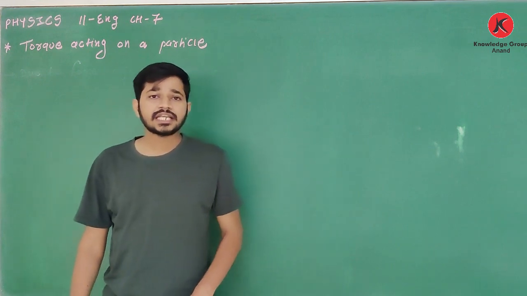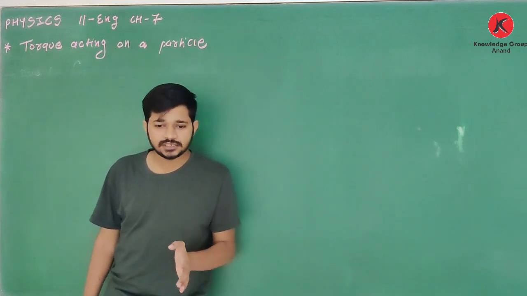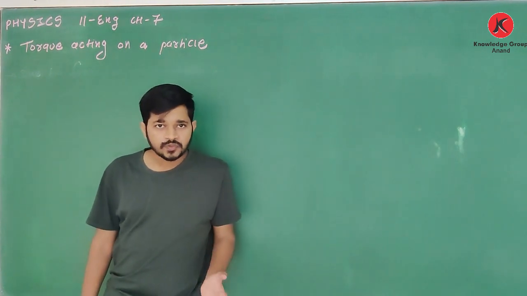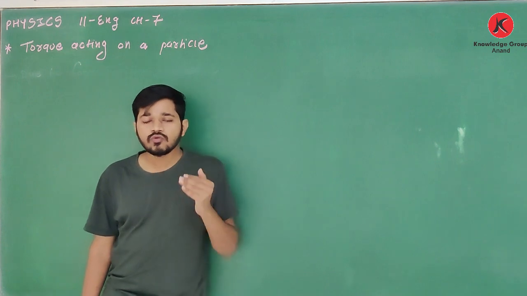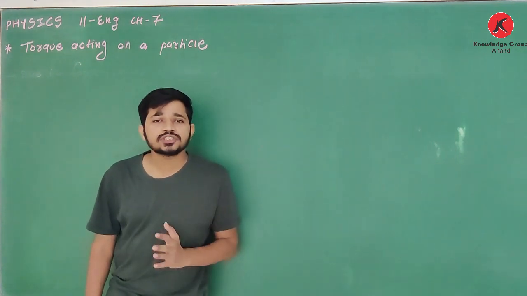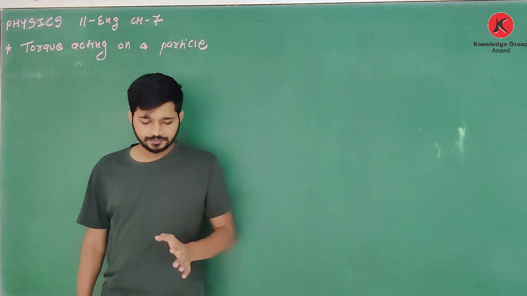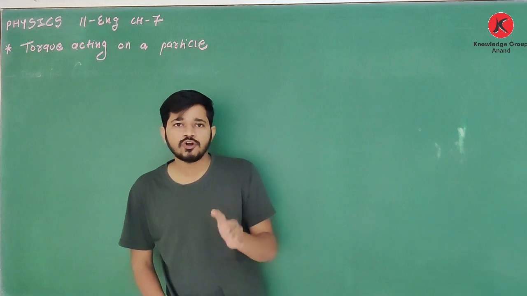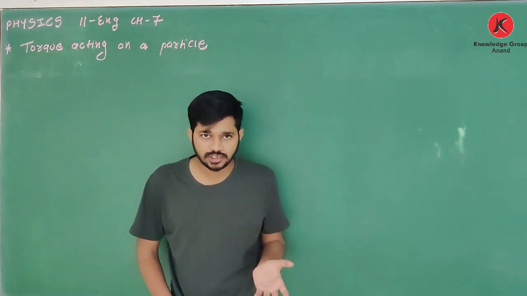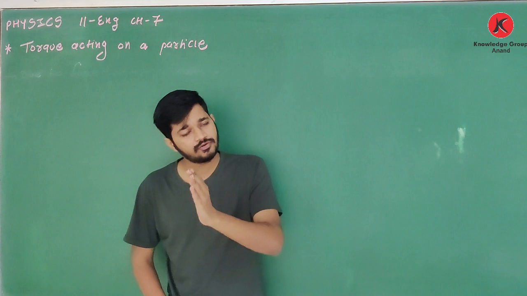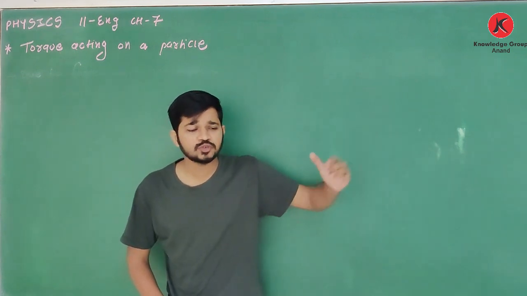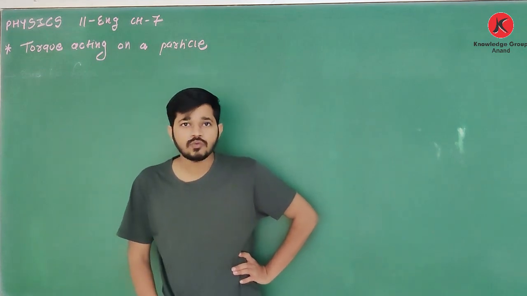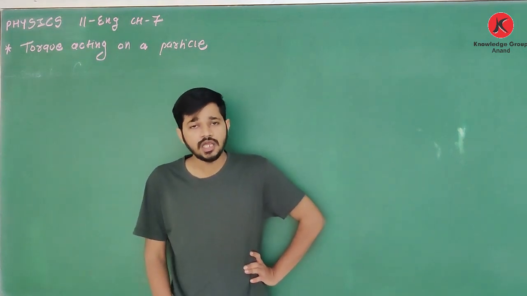Now we will discuss dynamics of rotational motion. Dynamics means the study not only of motion but of its cause also. So now, why or how does an object perform rotational motion? What is the reason? We know that in linear motion, in translational motion, due to some external resultant force, the object is performing linear motion. So what is the reason behind rotational motion?